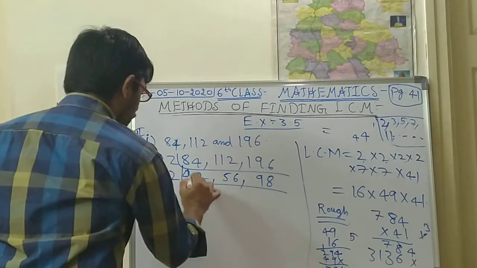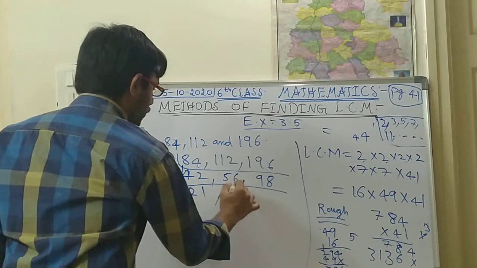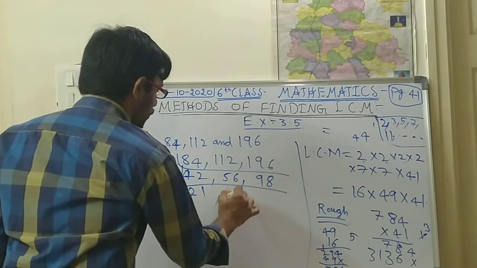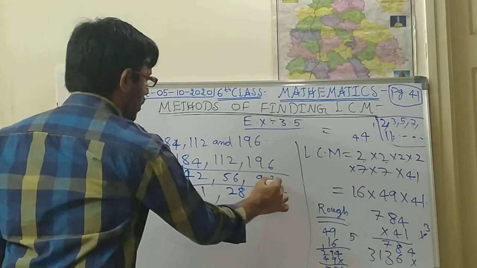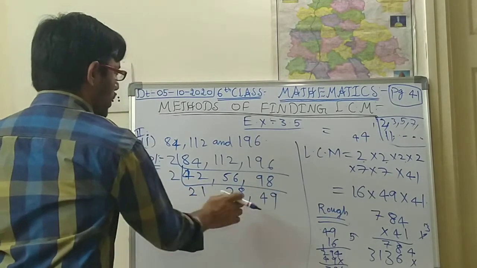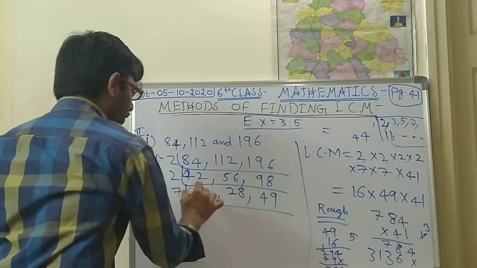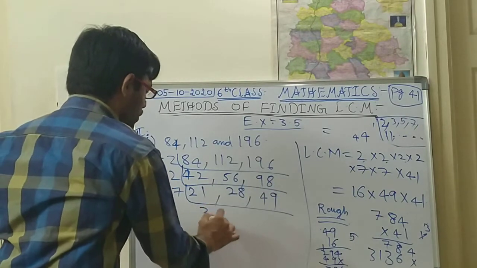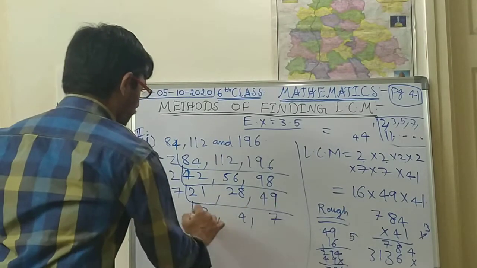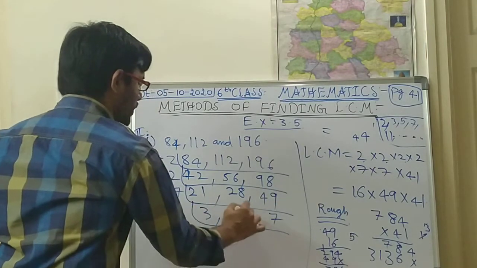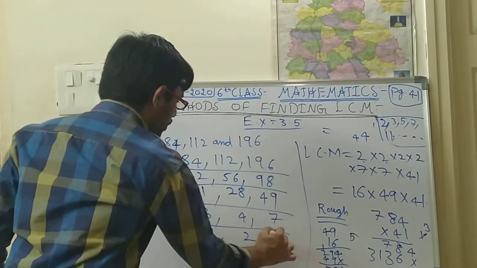2 2s are 4. 2 1s are 2. Next 56. 56 means 2 4s are 8, 2 2s are 4, 2 8s are 16. 2 9s are 18. So 21, 28, 49. These three numbers will go in the 7 table. Directly take 7. 7 3s are 21, 7 4s are 28, 7 7s are 49. Again, if you want to, you can change this 4 into prime numbers.